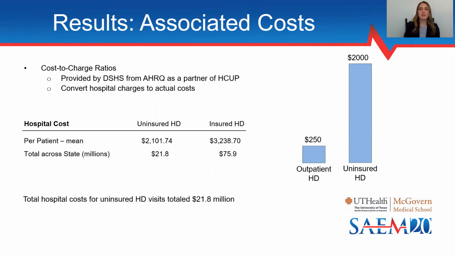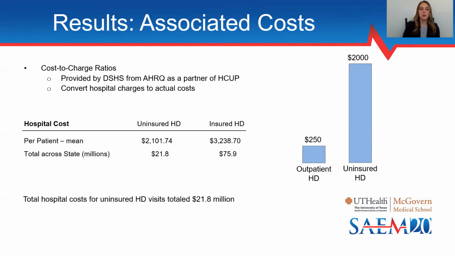To calculate the associated costs of emergency department hemodialysis treatments, we used hospital cost-to-charge ratios to convert the charges in the dataset to actual costs. The cost-to-charge ratios were provided by the DSHS of Texas from the Agency for Healthcare Research and Quality as a partner in the Healthcare Cost and Utilization Project.